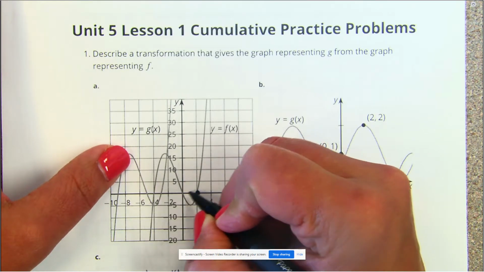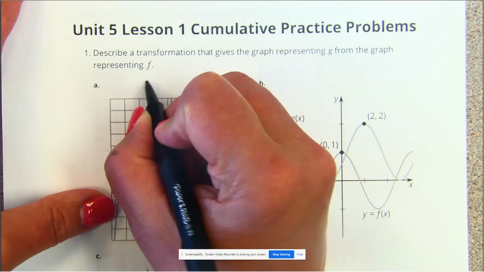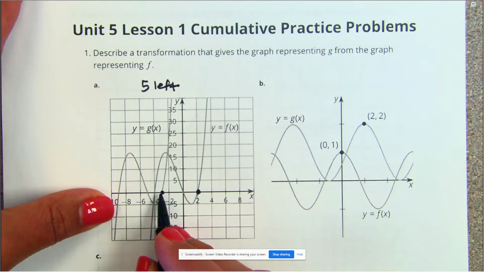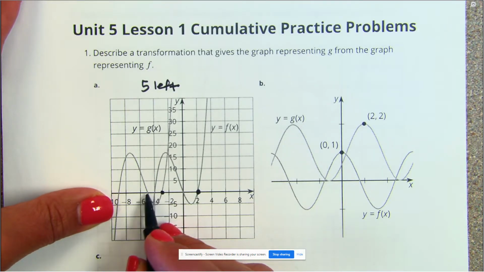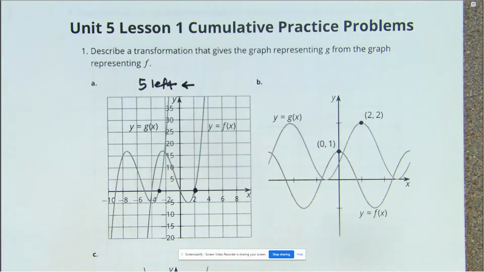So that's 1, 2, 3, 4, 5 to the left. I think that matches up perfectly. That's it. You could have also used this point right here. 0 became -5. 5 to the left. So shifted 5 to the left.